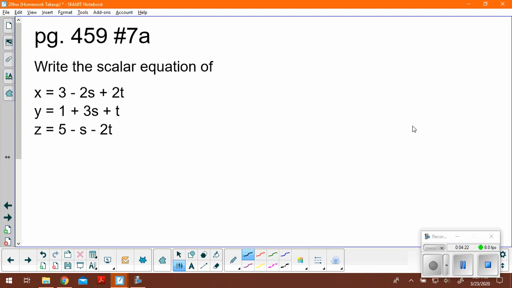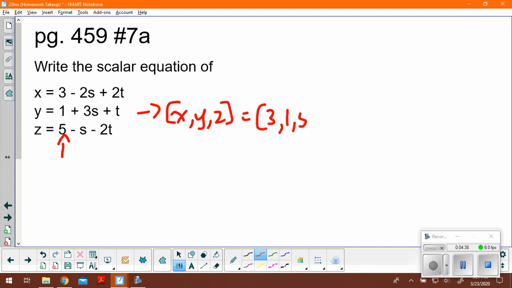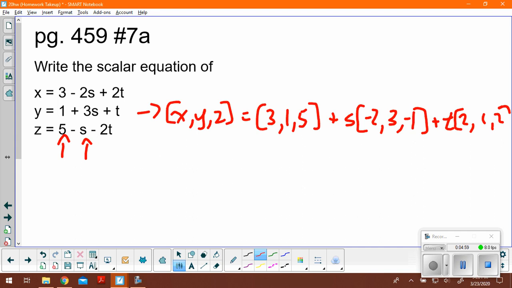If I want to rewrite this in the vector form, my equation is xyz equals, and that first part is going to be my point, so that's 3, 1, 5. This next section with S is going to be my first direction vector. So plus S, negative 2, 3, negative 1, plus T, and I have 2, 1, and 2.